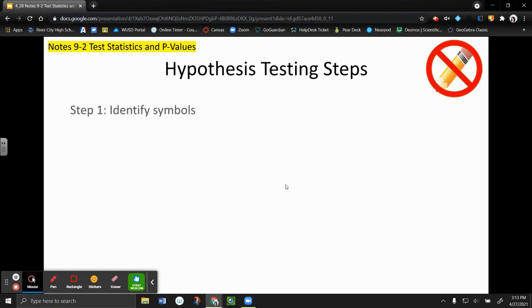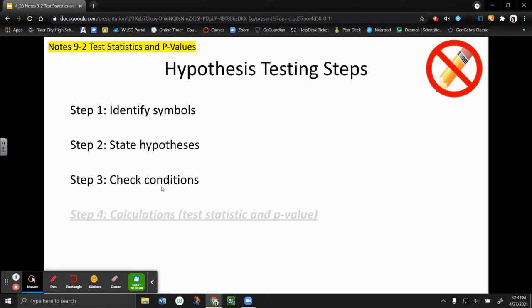So in terms of the steps, a lot of these steps are going to look familiar. Step one, we're going to identify the symbols. We'll get more into this tomorrow. Step two, we're going to state our hypotheses. We learned how to do that two days ago. Step three is to check the conditions, which is going to feel very familiar. Step four, we're going to do the calculations.